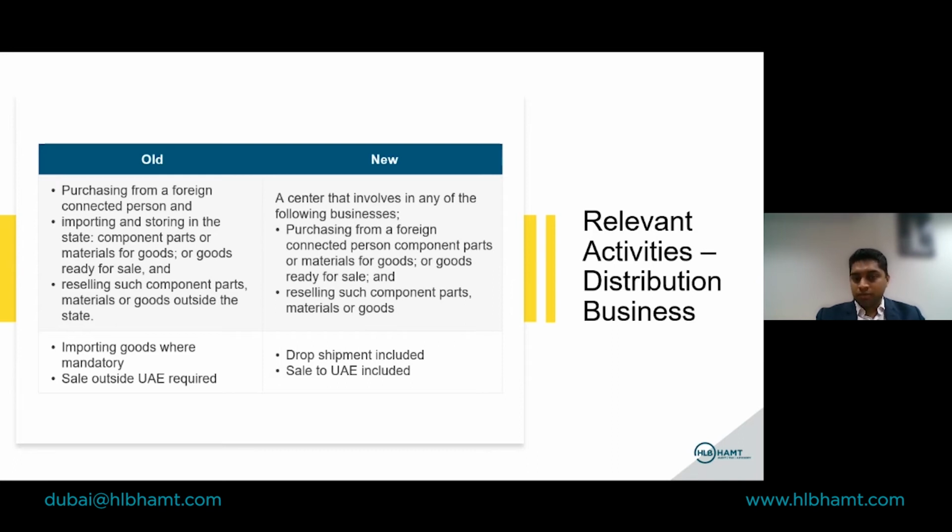So that means drop shipment will be included, which is also referred to as high sea sale, where the goods do not come into UAE, they just go as a high sea sale. That will be covered. If the invoicing is done from UAE for the high sea sale, it will be covered. And also if goods are imported and sold in UAE, that is also included. Now the scope of distribution center business covers the majority of businesses, because whatever doubt there was on exclusion has been cleared by the new regulation.